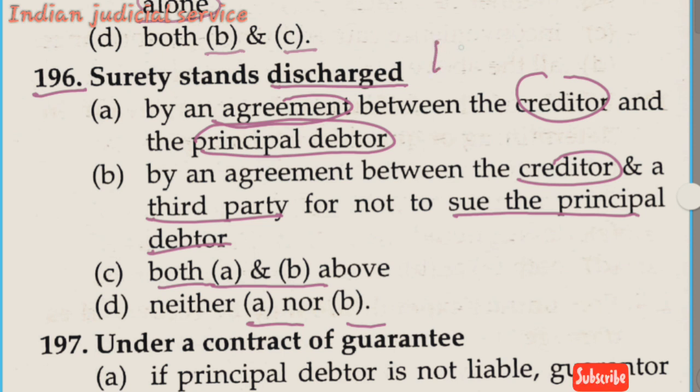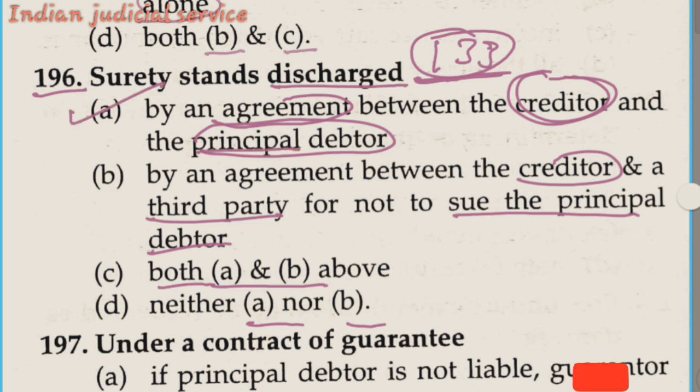So according to Section 133, the discharge of surety by variance in terms of contract: if the terms of the contract between the principal debtor and creditor are varied, but the surety is not informed and does not give consent, then the surety is discharged as to the transactions subsequent to the variance. This is provided in Section 133. So the surety stands discharged by the agreement between creditor and principal debtor. The answer to this question is option A.